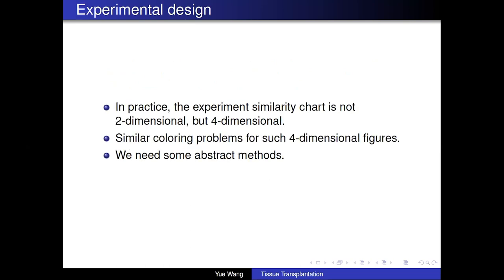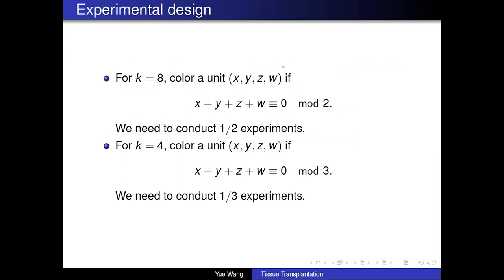And in practice, the experiment similarity chart is not a two-dimensional figure like this, but four-dimensional. The problem is that we cannot really draw a four-dimensional figure here, so we need some abstract methods. For example, for k equals 8, for each unit with a four-dimensional coordinate x, y, z, w, we color it to be black if the coordinate satisfies this equation. It means the sum of these four numbers is even. And for this case, we conduct 1/2 of total experiments. Similarly, we can define the methods for k equals 4, where we need to conduct 1/3 of total experiments, for k equals 2, and k equals 1.